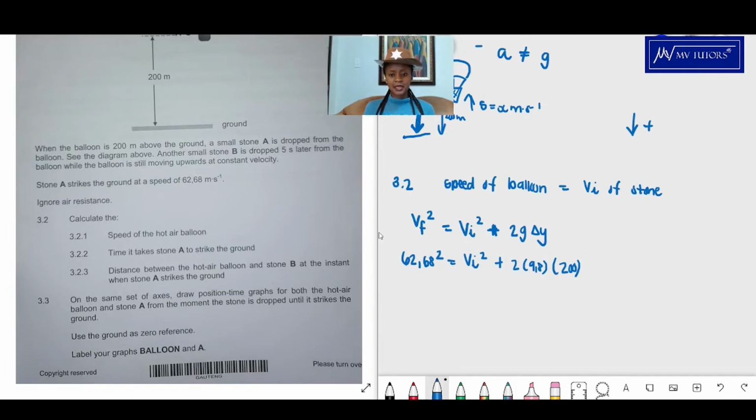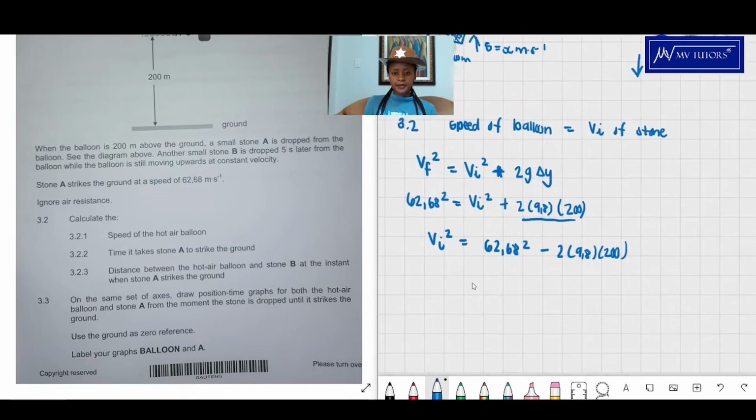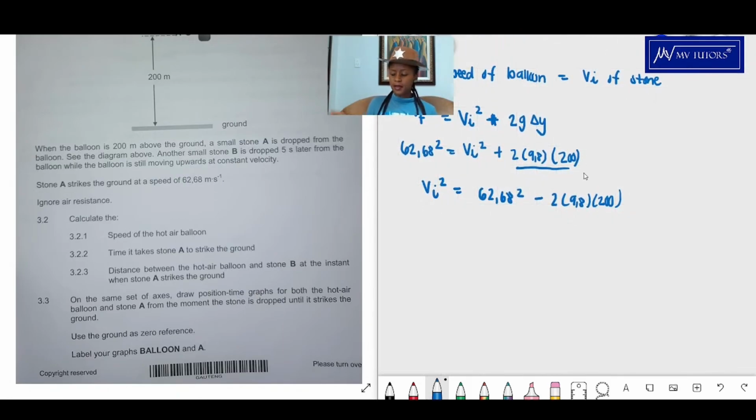So I'm going to take the whole term to the left, but I'm going to make the initial velocity the subject of my formula. So then I would have 62.68 squared minus 2 times 9.8 times 200, and we can then get the square root, so that we don't have to rewrite everything again. And then we will use our calculator.